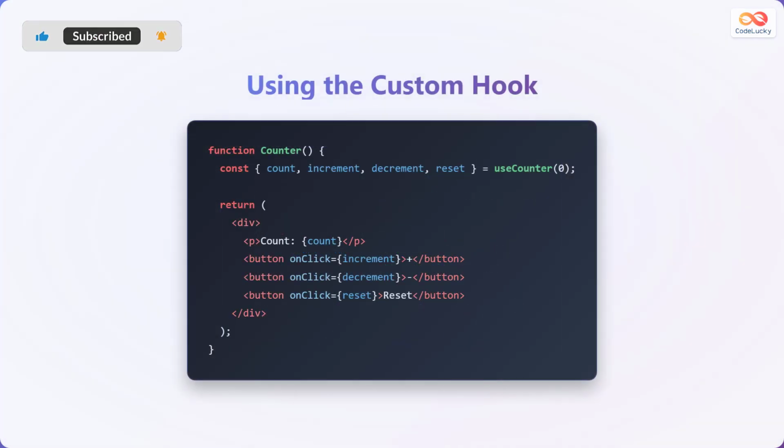Now let's see how to use the useCounter hook in a component. We import the useCounter hook. Inside the counter component, we call the useCounter hook with an initial value of 0, and we receive the count variable and the increment, decrement, and reset functions. We then use these values to display the counter value and provide buttons to increment, decrement, and reset the counter. This shows how easily you can reuse the counter logic in any component.